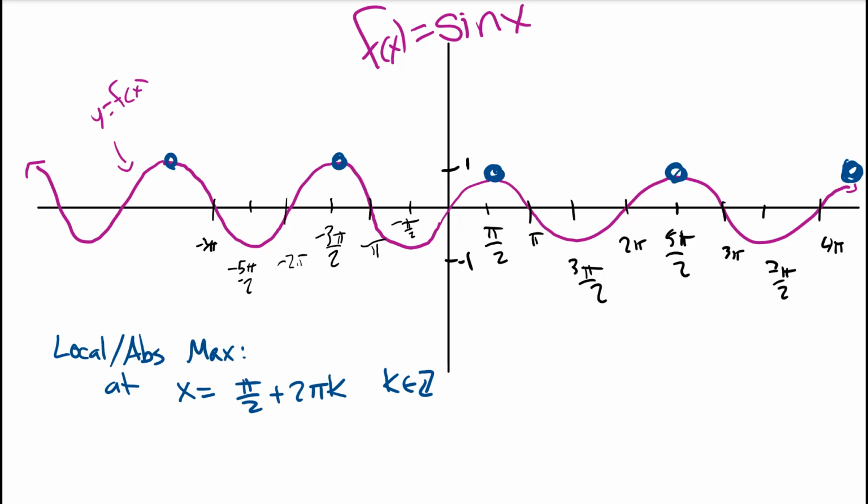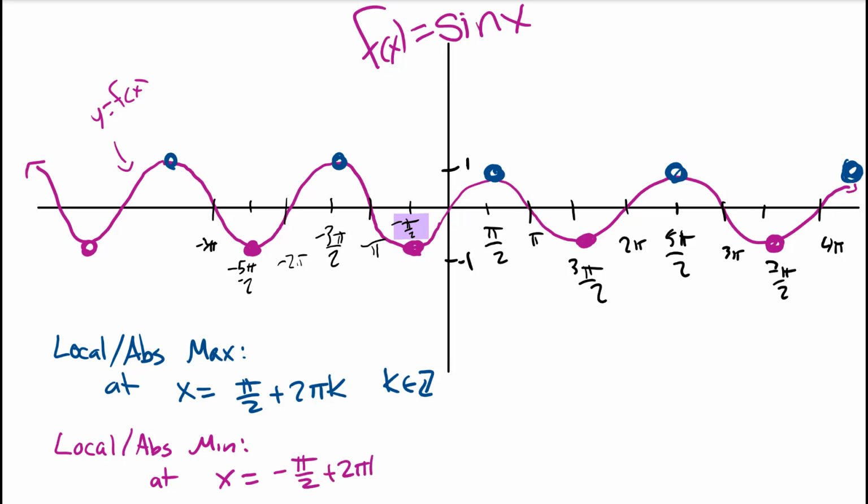And now we could write down our local and our absolute min, and let's write out where they'll be at x is equal to, and where are those? Let's see if we can find those. -5 pi over 2, -pi over 2, 3 pi over 2, 7 pi over 2. But once again, all those gaps right there are off by 2 pi. So just choose a value. Like I like -pi over 2. Let's just start there. And we're going to say that x is equal to -pi over 2 plus some 2 pi k. And again, k is an element of the integers.